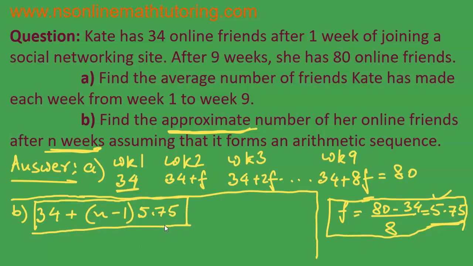Now, what if they are asking us what will be the number of friends after 20 weeks? After 20 weeks, how many online friends will she be having? So, I'll be just substituting 20 for n, and it becomes 34 plus 20 minus 1 is 19, 19 times 5.75.